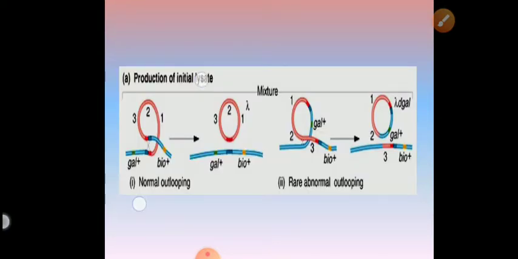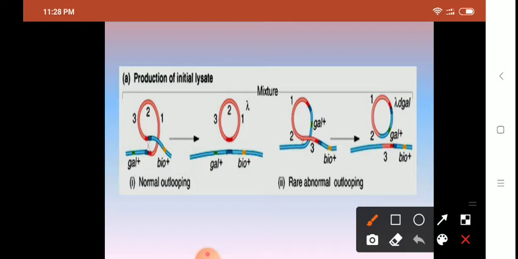Now you can see from this diagram, the first one, there is normal looping out, where the lambda DNA has separated itself from the chromosomal DNA of the host. You can see that this is normal looping out. So the lambda DNA is separated properly from the host DNA. The host DNA is separate, the lambda DNA is separate. When this normal excision takes place, defective phages are not formed, and transducing phages are not formed. The phages cannot carry out transduction.